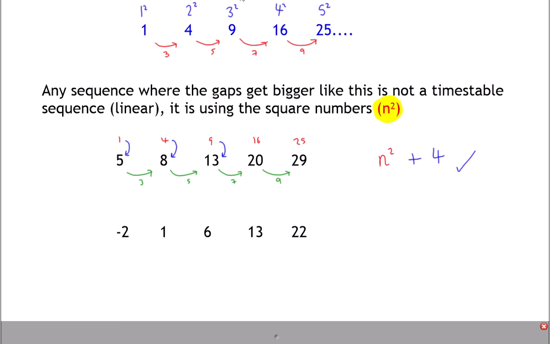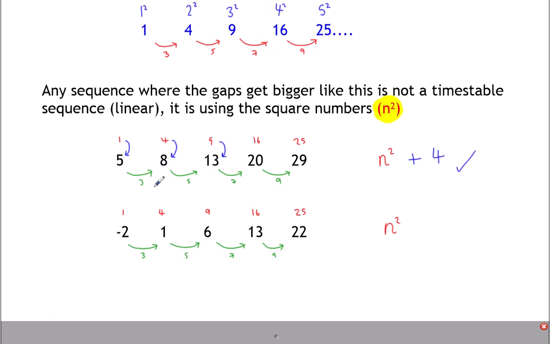And then the bottom one, from -2 up to 1 is a gap of 3. From 1 to 6 is a gap of 5, gap of 7, gap of 9. So n squared again. So write the square numbers on top, just like last time. The square numbers are sort of like a times table. It's worth learning, but it's not a times table because the gaps are different.